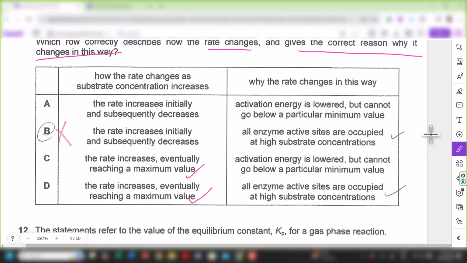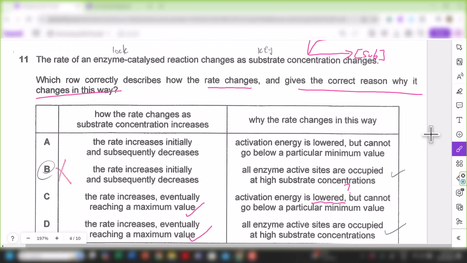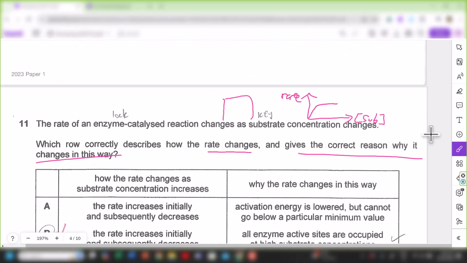Option C reads activation energy is lowered. So again, yes, it's an alternative pathway with a lower activation energy. And then over here they say something like, but cannot go below a particular minimum value, so I don't really know what it's talking about. Now what we understand is that the enzyme active sites, if you just look at a simple model, has various pockets, something like this, for your substrates to adsorb onto.